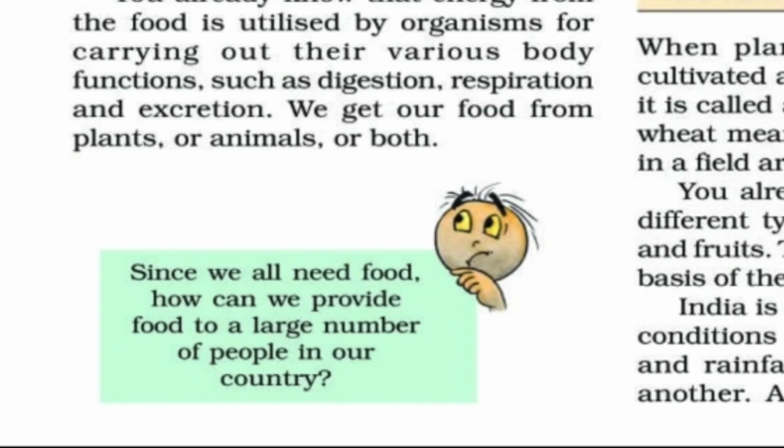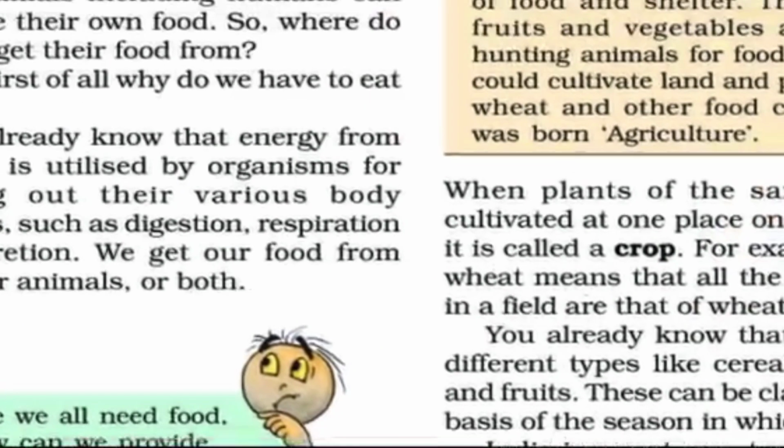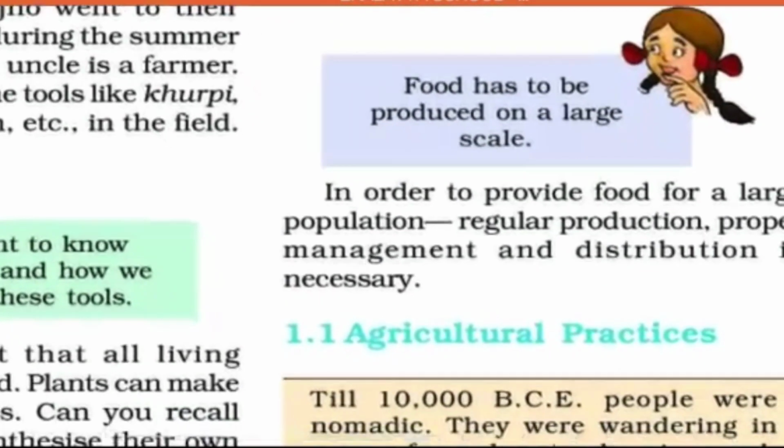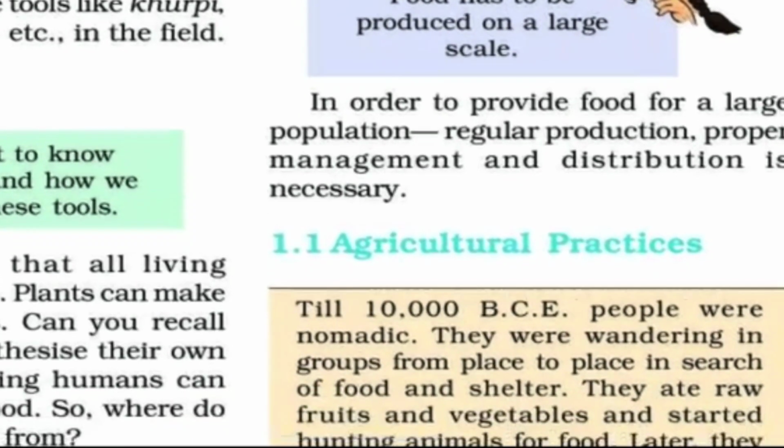Boojo has a doubt again. How can we provide food to a large number of people in our country? Because India has a vast population. Paheli tells that food has been produced on a large scale for a larger population. There is regular production, there is proper management, and distribution is also being done.